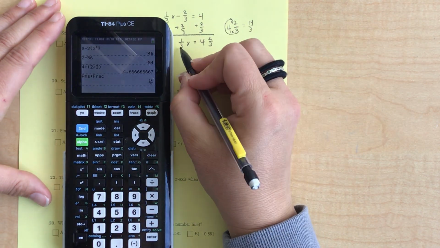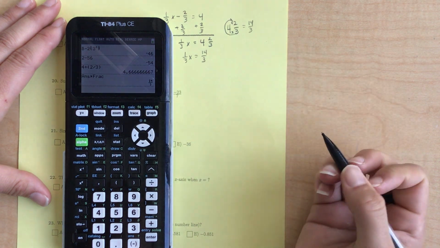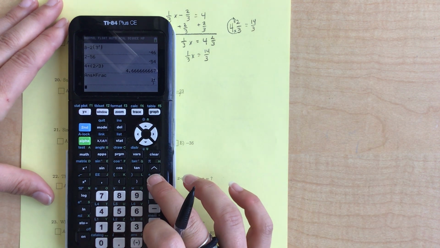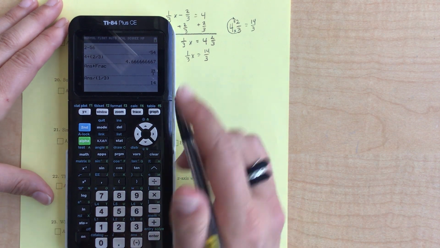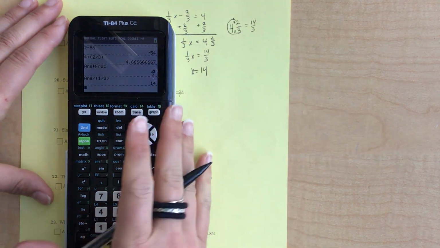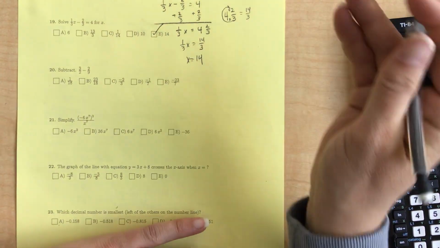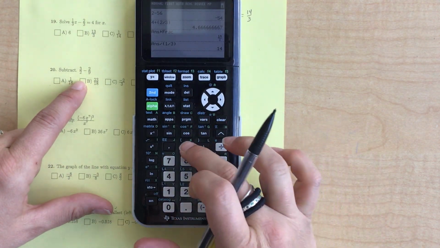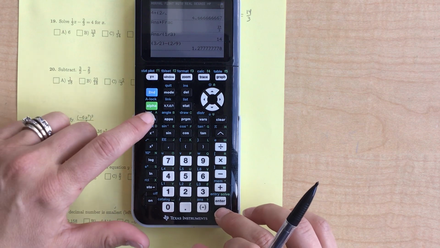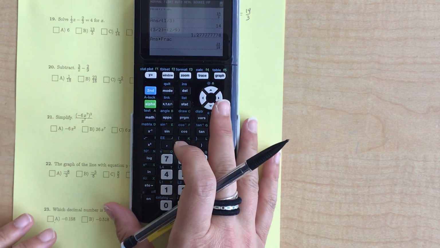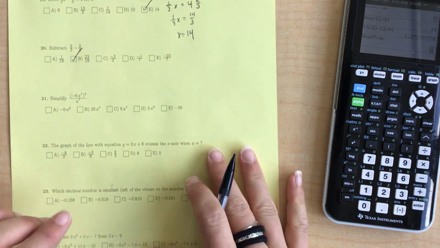All right, so now I have 1/3 x equals 14/3. So I would divide by 1/3. So I'm just on my calculator going to hit divide, parentheses 1 divided by 3, and that answer gives me 14. So the correct answer for number 19 is E. 20, again, just use your calculator. So 3 divided by 2 minus 2 divided by 9. Math, enter, enter, gives me 23/18. So the correct answer for 20 is B.